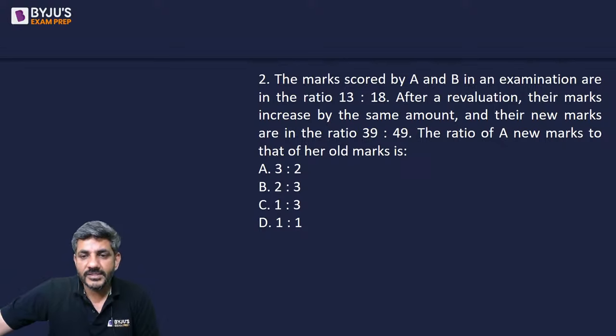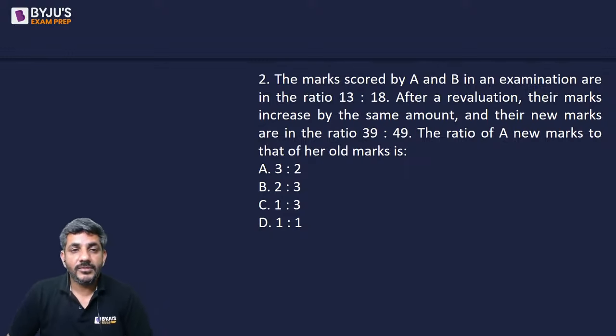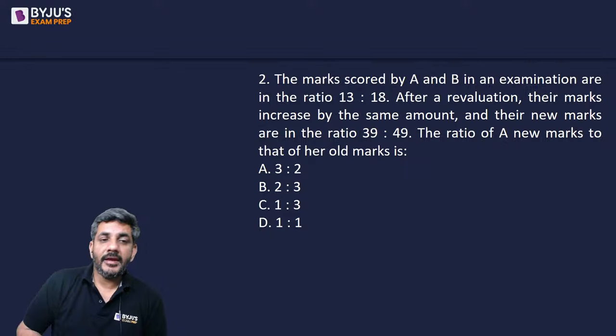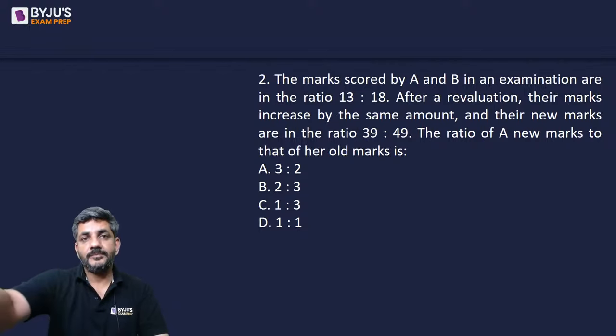Here we have the second question now. Let's have a look who all answers it fast. Question number 2 on your screen. The marks scored by A and B in an examination are in this ratio. Then something else would be given to you.